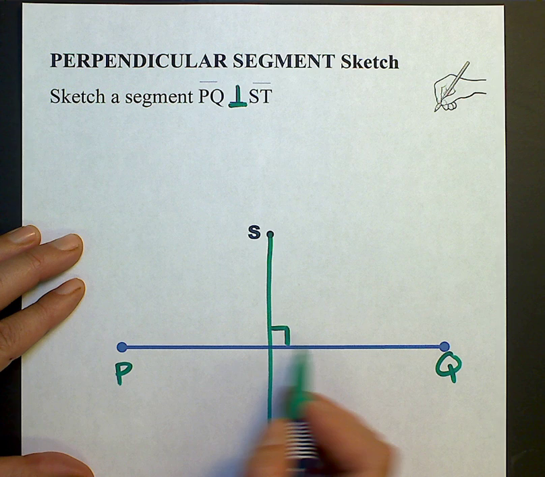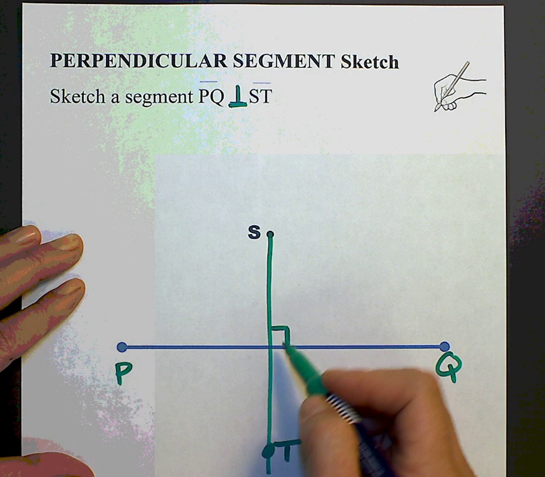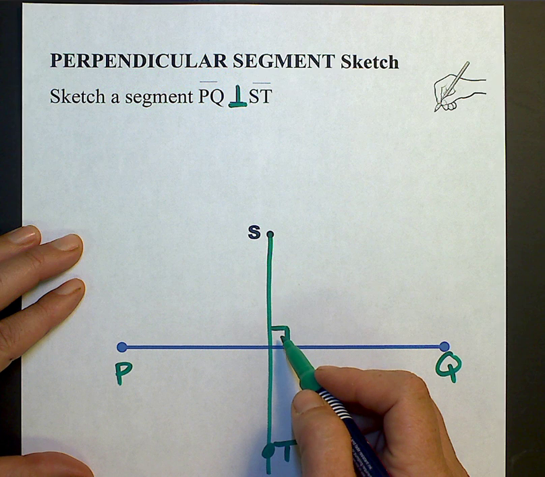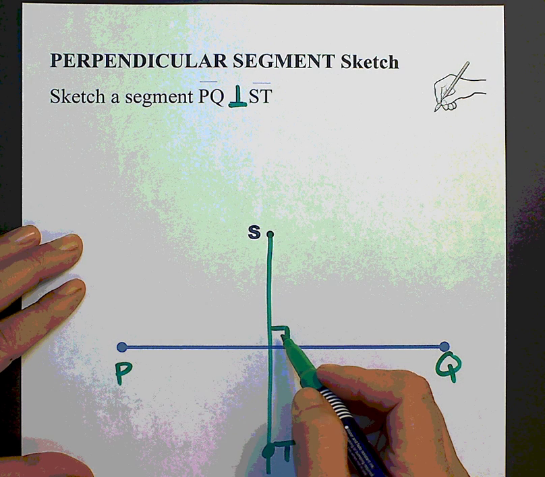I did not add hatch marks. This is not a midpoint. We're just creating a right angle. Now that's a free sketch.